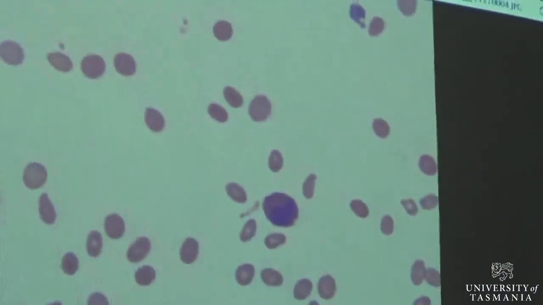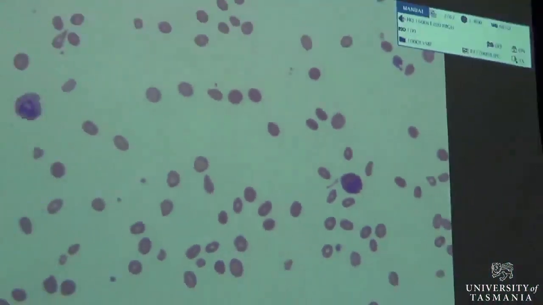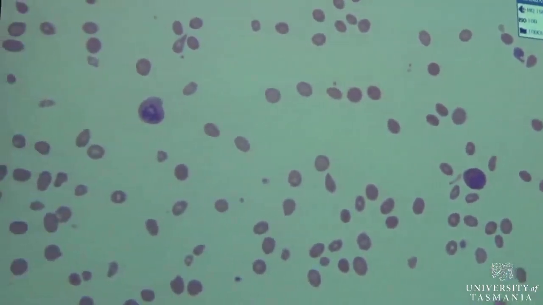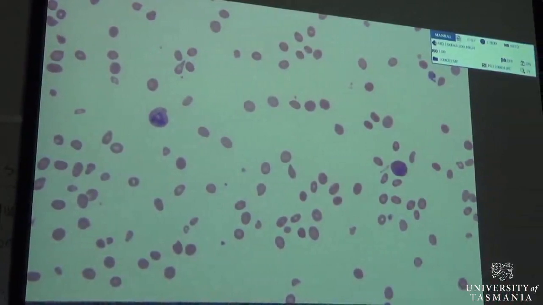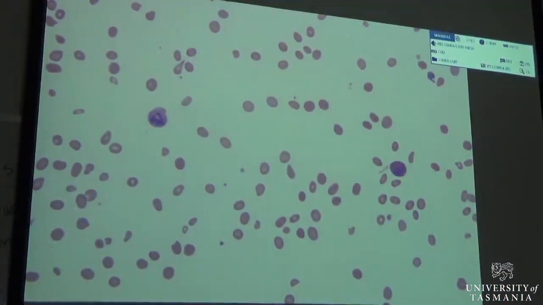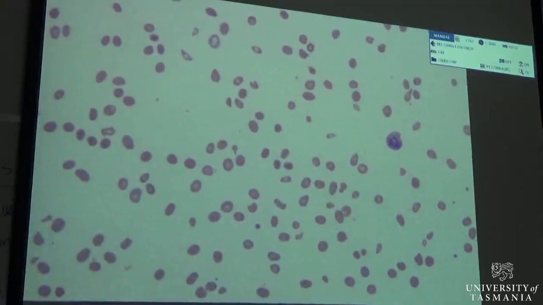So the cells, you've got accelerated maturation, you've got disrupted maturation, you've got asynchrony between the nucleus and the cytoplasm of all cells, you've got steps in the maturation process being skipped. So you're getting these larger cells that haven't divided properly, and you're getting early cells being put out, as well as these hypersegmented cells. So there's quite a bit going on.